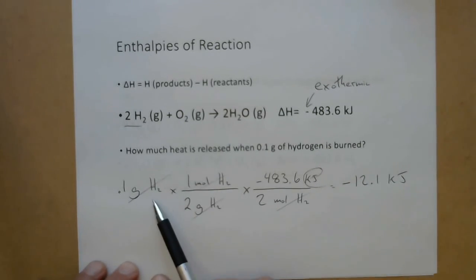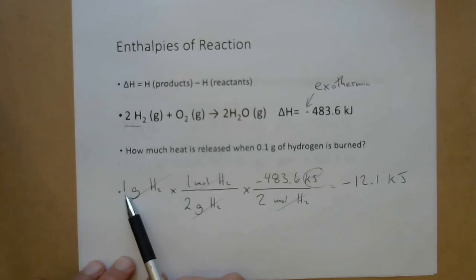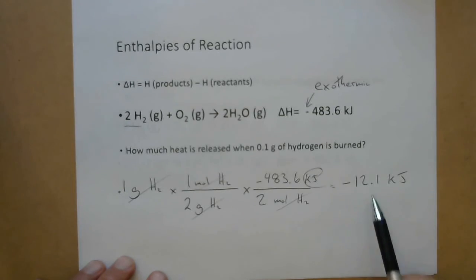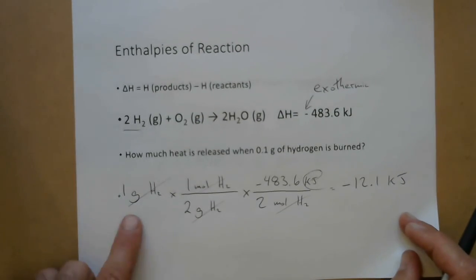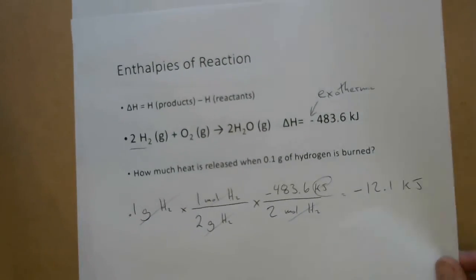This is also an example where, if we had more hydrogen, if instead of 0.1 grams we had 10 grams of hydrogen, we're going to have more heat being released. So it just shows that the amount of heat released is dependent upon how much of the reactant you're using.